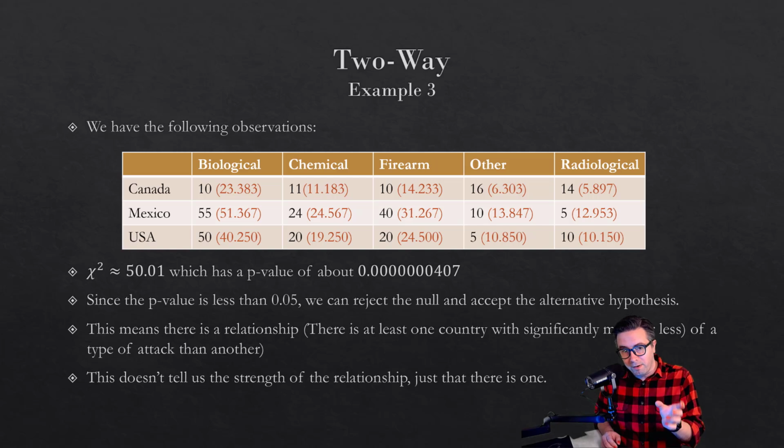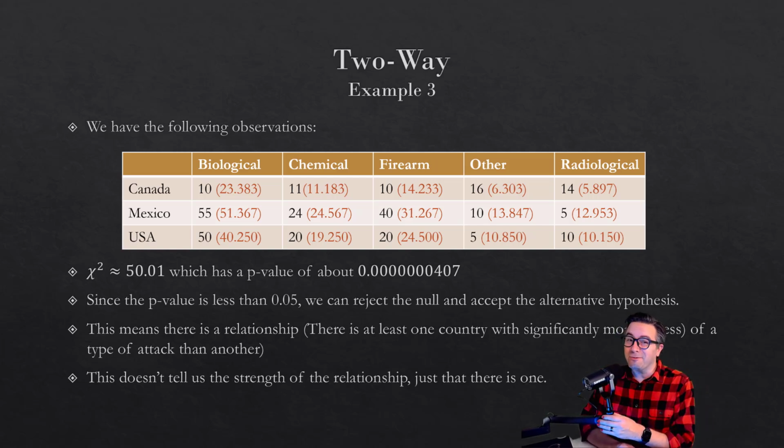And so when we plug them into that formula, we get about 50.01, which has a p-value of about 0, a bunch of zeros, 407, right? But the idea is that's really unlikely, right? So that's enough for us to reject the null if our cutoff is 0.05, which means it's a lot of evidence to suggest that there is a relationship between country and type, right?